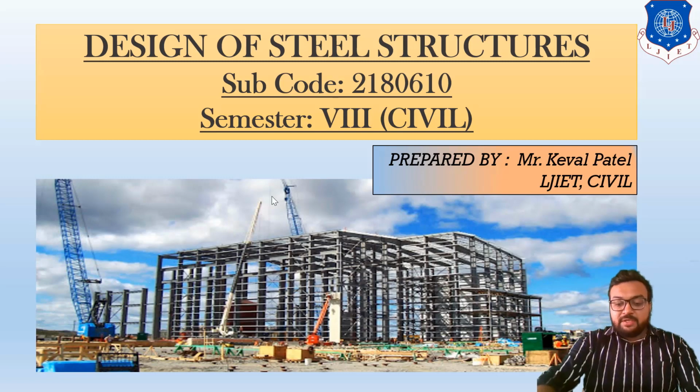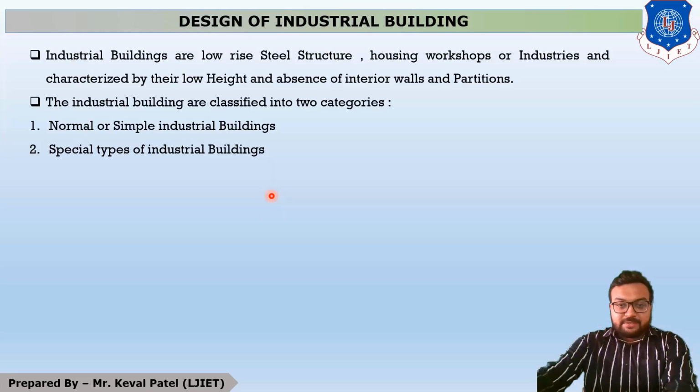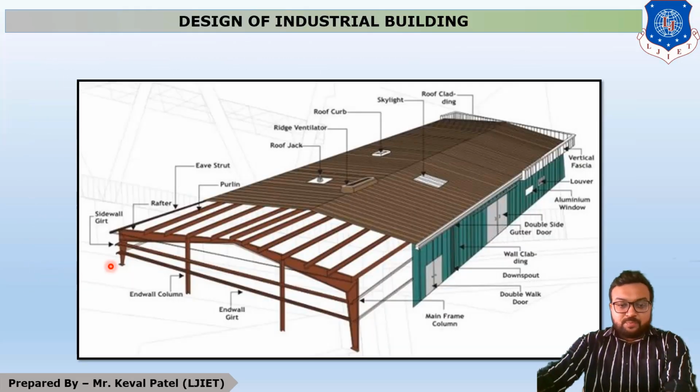After that, we discussed the main components of industrial buildings. There are a number of components, like first of all, span. So let us discuss what span is. Span is this length. This length is called span.